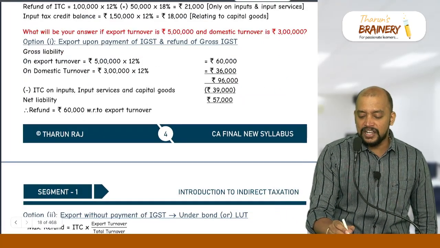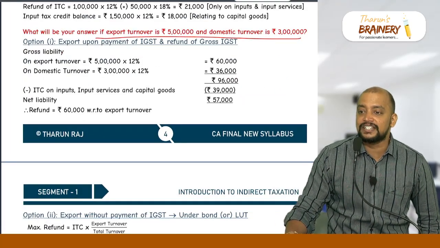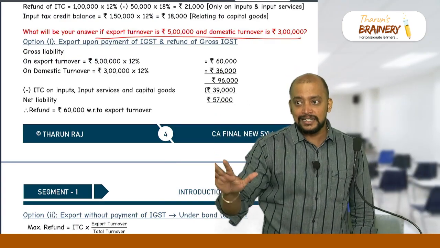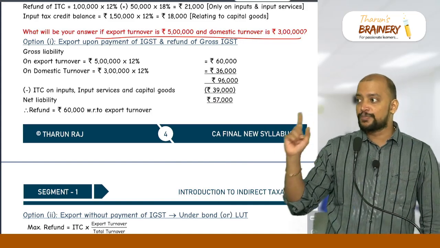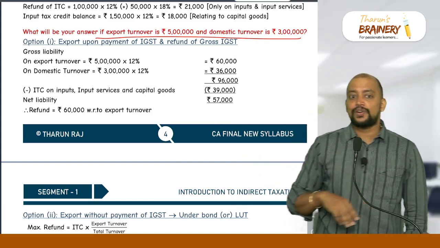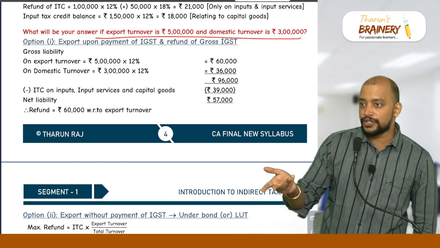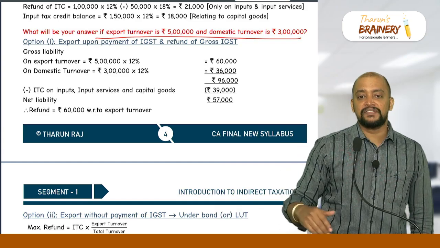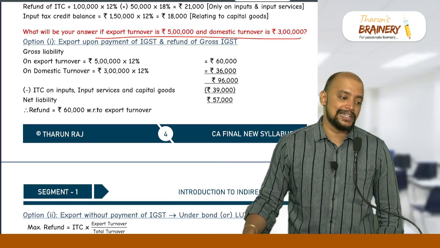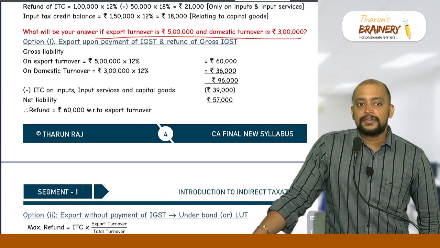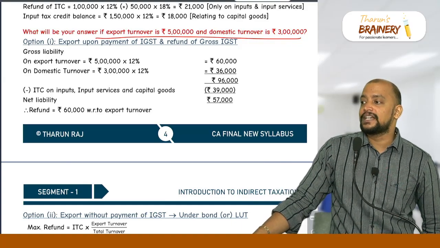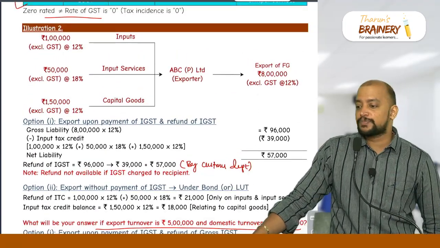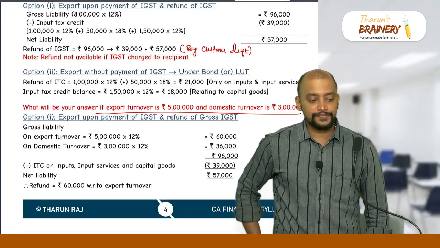Then there is another question here. What will be your answer if export turnover is 5 lakhs and domestic turnover 3 lakhs? In the first part we did the question computing everything as export turnover. Now there is a change. What is that? We have partly export turnover and partly domestic turnover. Possible? Yes. Then in that case we will see what will happen. Now write down another case. Give a heading: partly export and partly domestic turnover.